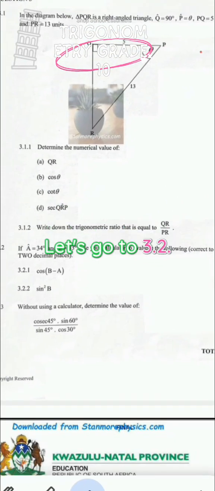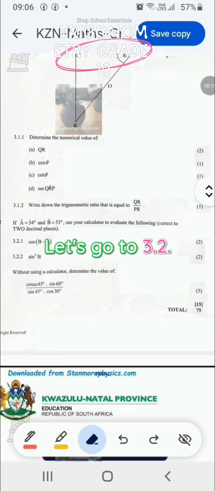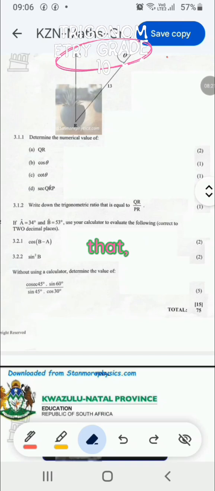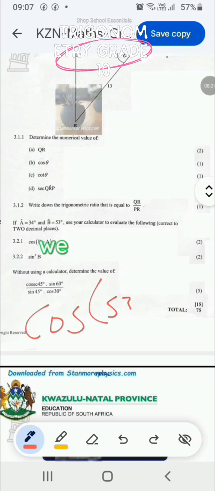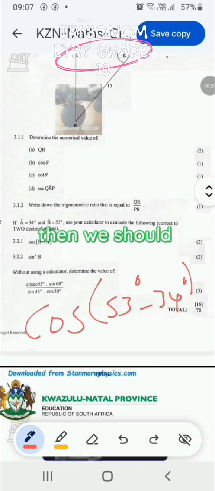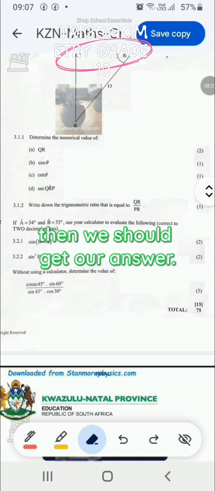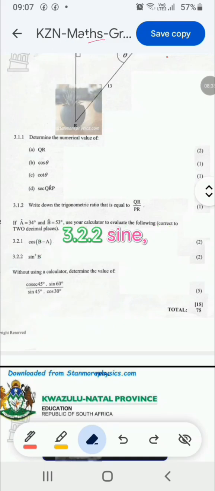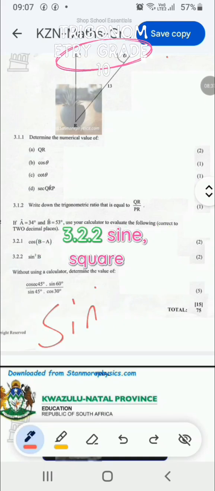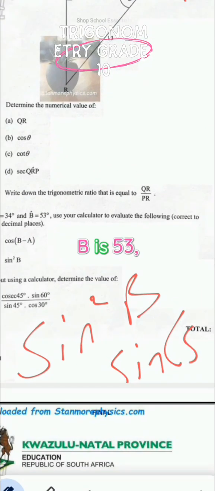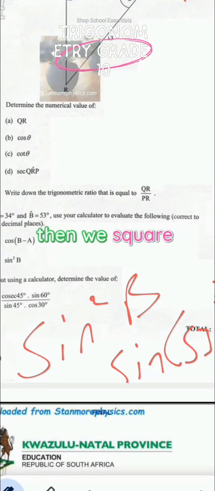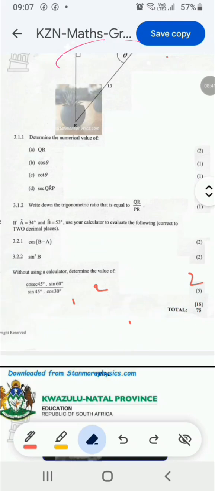Let's go to 3.2. If A is that and B is that, use a calculator. Of course, we're going to use our calculator like that. B is 53, we put it there. A is 34, then we should get our answer. 3.2.2, sine square B. What do we do? We say sine B, B is 53. Then we square it. We should get our answer.